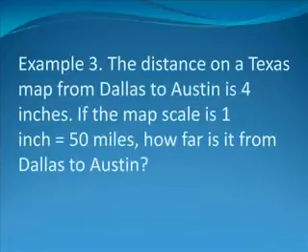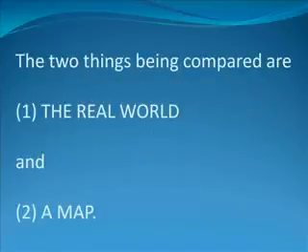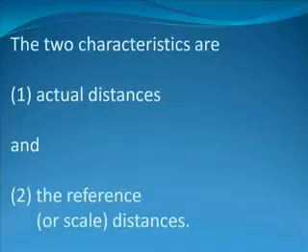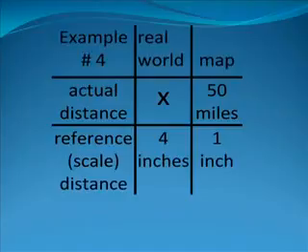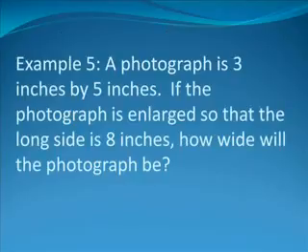Example number 3. The distance on a Texas map from Dallas to Austin is 4 inches. If the map scale is 1 inch equals 50 miles, how far is it from Dallas to Austin? The two things being compared are the real world and a map. The two characteristics are actual distances and the reference or scale distance. The unknown is the distance in the real world from Dallas to Austin. This is how the tic-tac-toe board should be filled out.